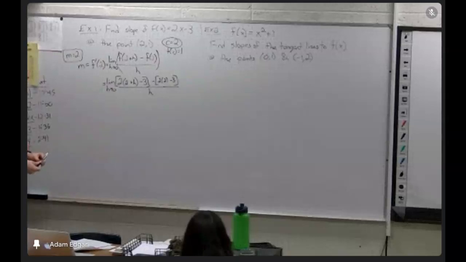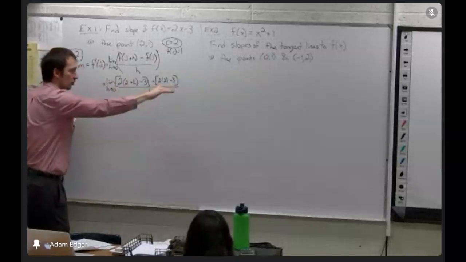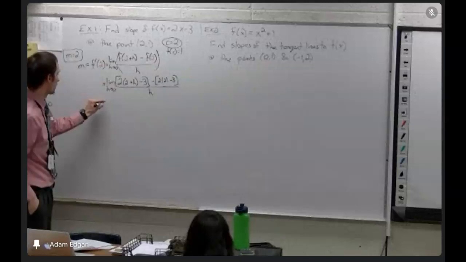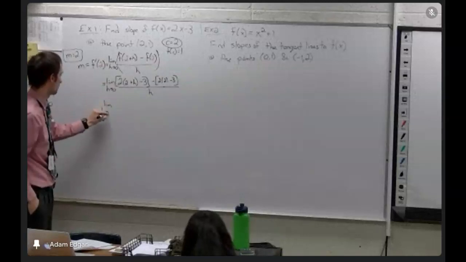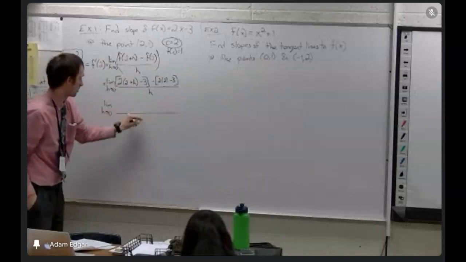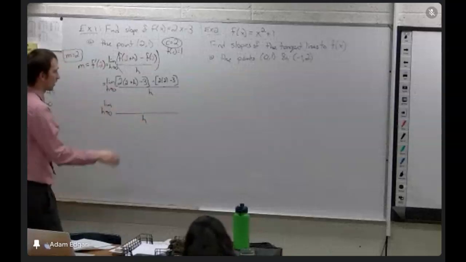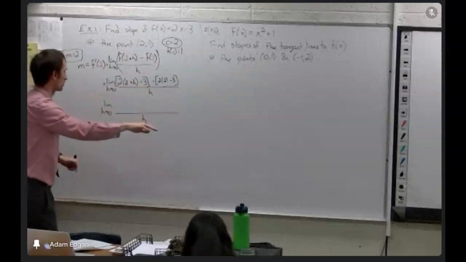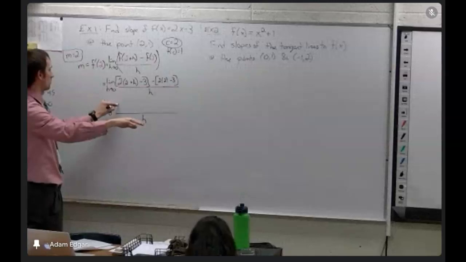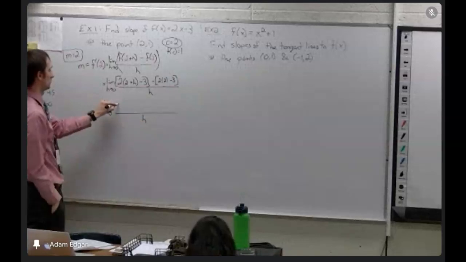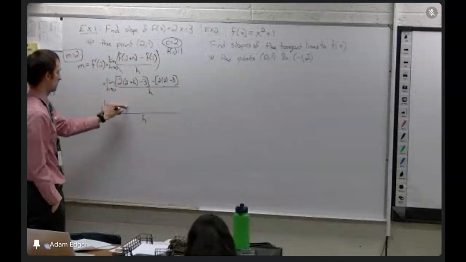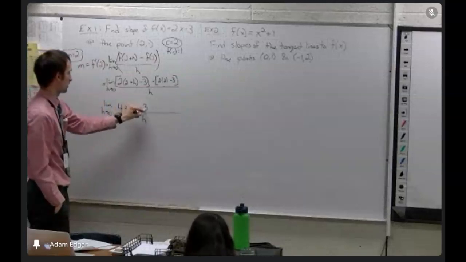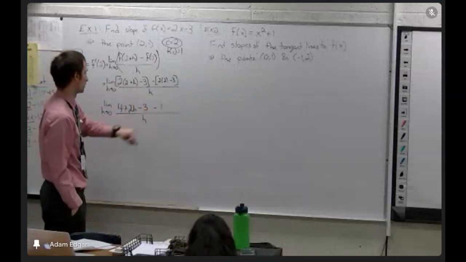All right, now we got to clean up the numerator. So to clean up the numerator, you guys can do that. What's the numerator going to look like when I distribute? Before 2h? 4 plus 2h minus 3 minus 1. Because you can look at that and say, that makes 1.